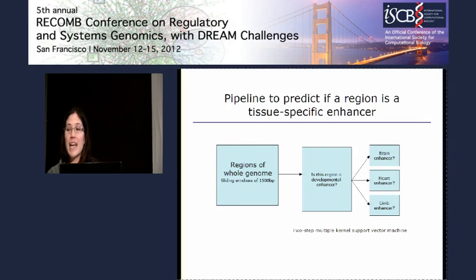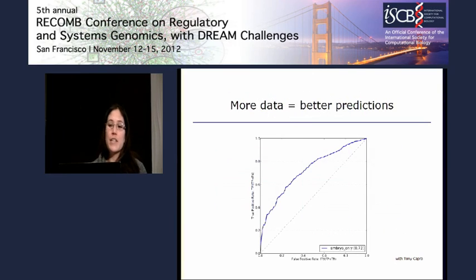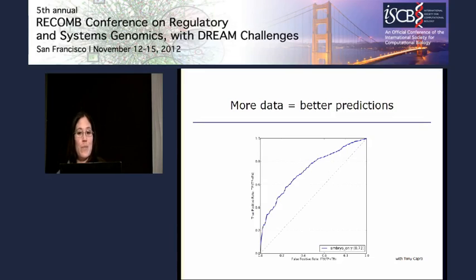And then if the answer is yes, we can then go on and ask, is it a brain enhancer, a heart enhancer, or a limb enhancer? So I'm going to spend a little bit of time right now discussing the performance of the algorithm on this first step when we ask the question, is this region a developmental enhancer? So the main punchline is that more data equals better predictions.